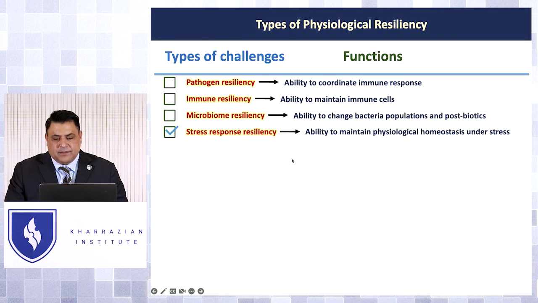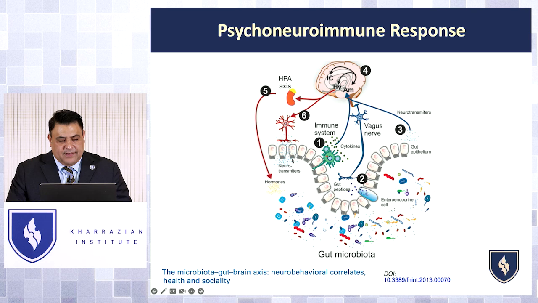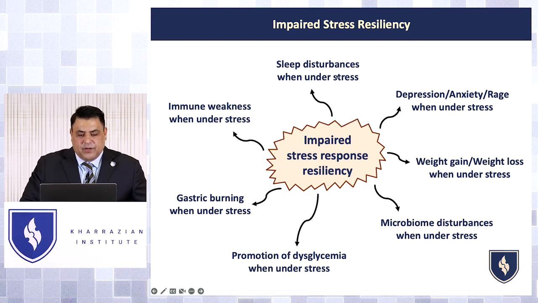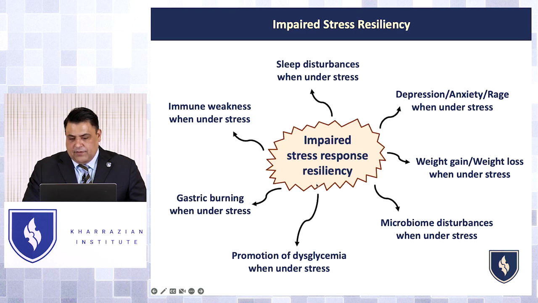And then as we get into loss of stress resiliency, that just means the feedback loop between areas of the amygdala, hippocampus, and autonomic nervous system are starting to lose their integration and function. So the signs of impaired stress resiliency are sleep disorders when under stress, immune weakness when under stress, depression, anxiety, and rage when under stress, gastric burning when under stress, promotion of dysglycemia when under stress, microbiome disturbance when under stress, weight gain or weight loss under stress. These are all signs of impaired stress resiliency.